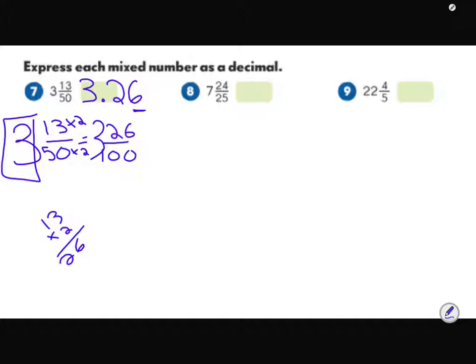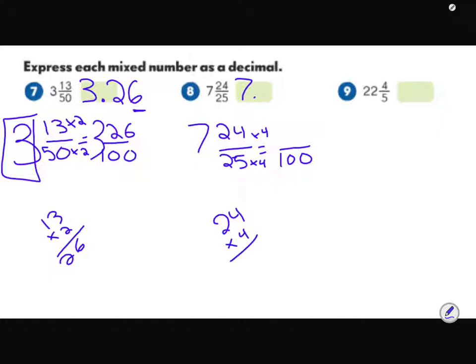So that matches. Now I have 7 and 24 25ths. Again, I know that I already have 7 wholes, so I need to figure out my decimal place. I'm going to change my 25 to 100. 25 times 4. I don't know 24 times 4 off the top of my head. So 4 times 4 is 16. Regroup my 1. 4 times 2 is 8. Plus 1 is 9. And I get 7 and 96 hundredths. 7 and 96.